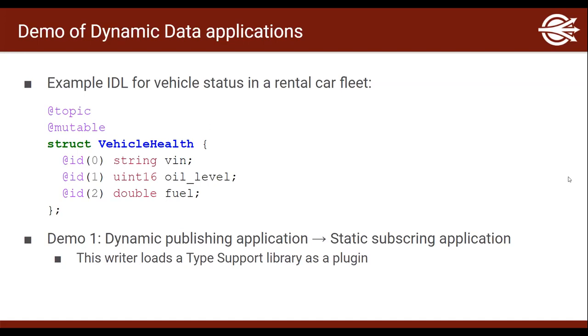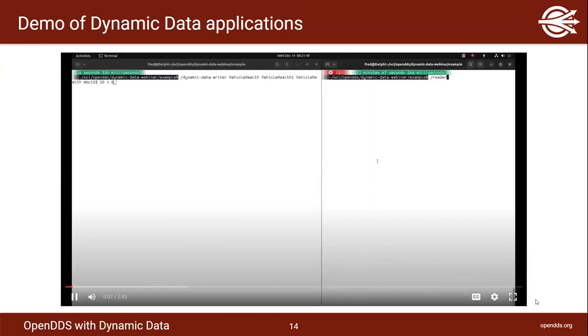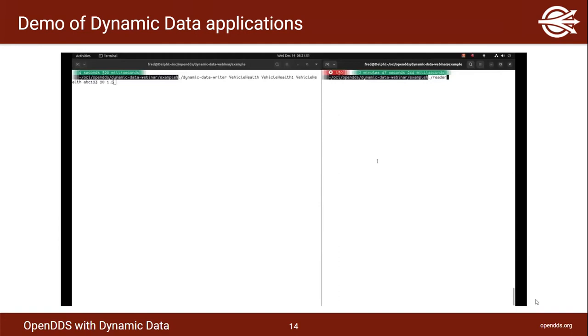And then in this first demo, we're going to demonstrate how a dynamic data writer could make use of the new interfaces to publish to an existing static application. And in this case, it's going to be loading the type support library from a shared library. All right, next slide. Okay, so this is a video of me doing this. So we're going to see if I can keep in sync with past me and dubbing over it.